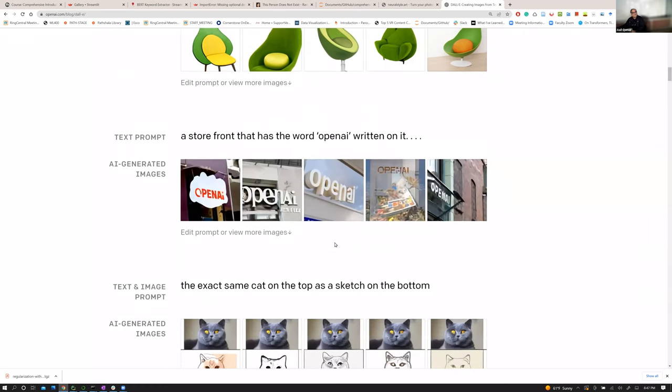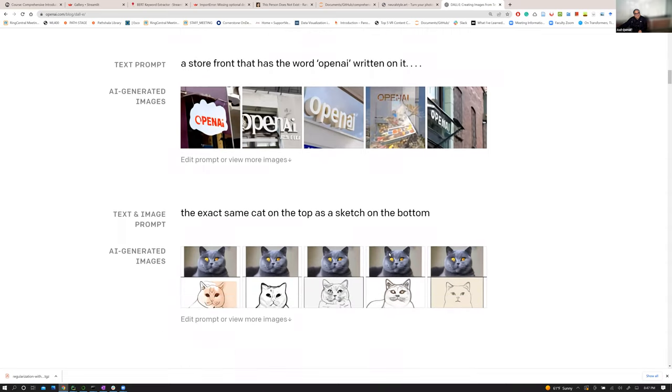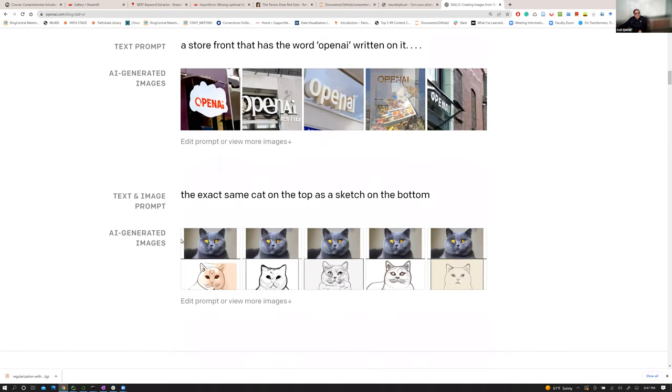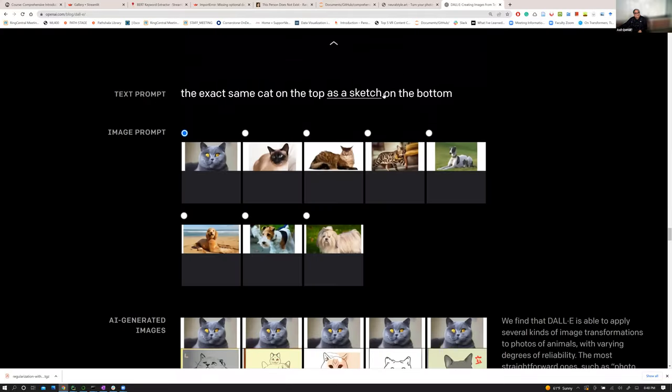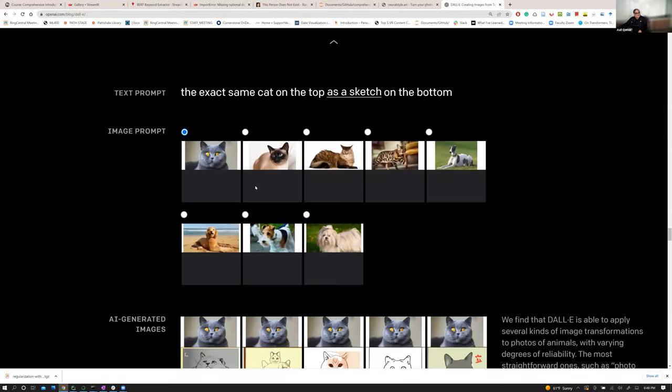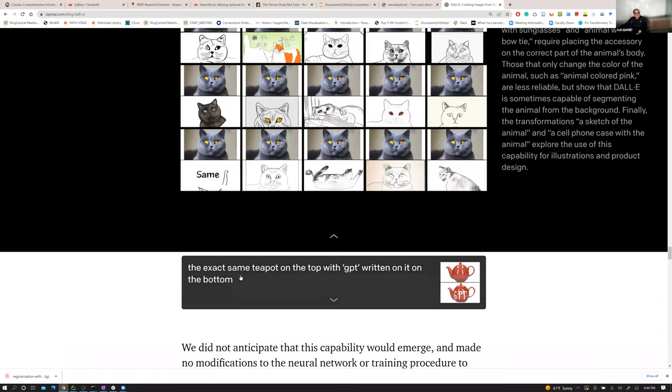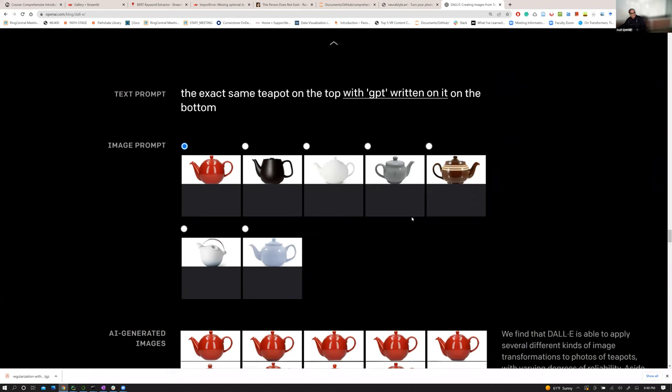So the world has moved. For example, would you be able to tell that these are not real pictures? A storefront that has the word OpenAI written on it. Look at this. Asif, I posted the link where you can type text and get images, on Slack. Now you can make sketches and say, render this sketch into a real photograph. You drew these cats and it became a photo. Text prompt as sketch, AI generated images, etc. So let's go with the link.